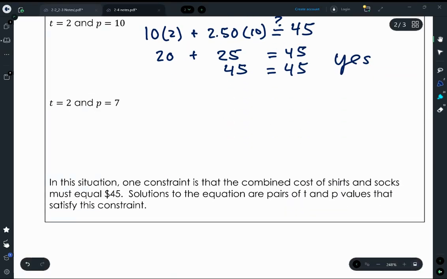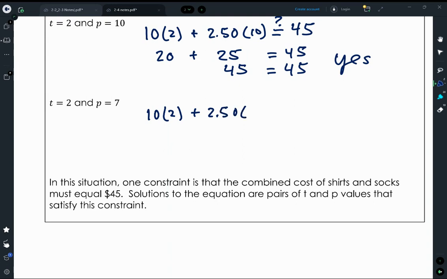So let's check t equals 2 and p equals 7. So last one we're going to check. So we'll have 10 times 2 plus 2.50 times 7, and we're going to see if this is equal to 45. And I don't have a good feeling about it because it's almost like the last one, right? Only less socks. This will be 20. And 2.50 times 7, what did we get for that before? I think we got 17.50 when we multiplied that out before. So that's definitely not going to equal 45, is it? So that's not a solution. So we can't just pick any old number of t-shirts and pairs of socks. It has to be a set that satisfies this equation. It has to make it true.